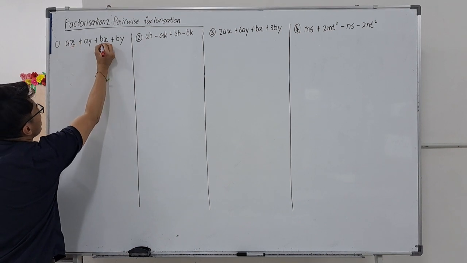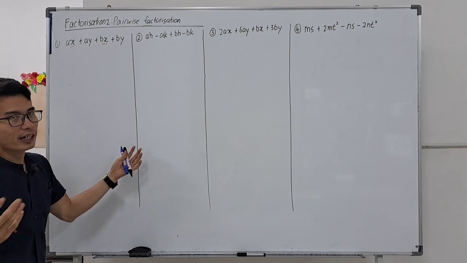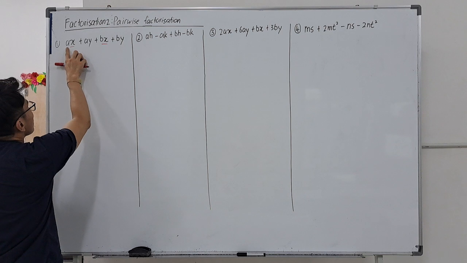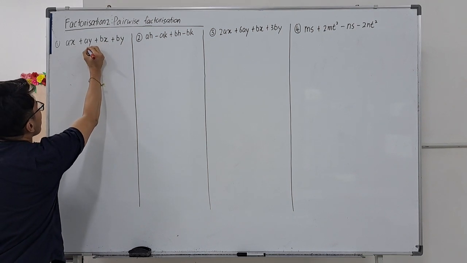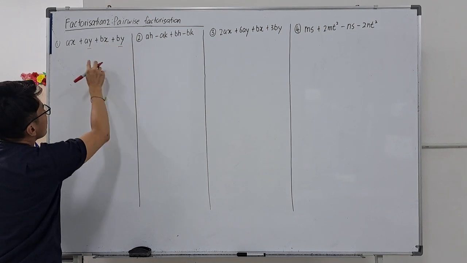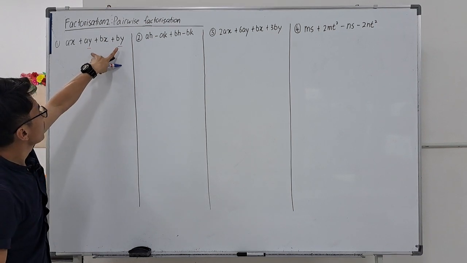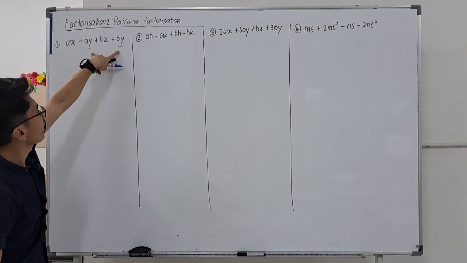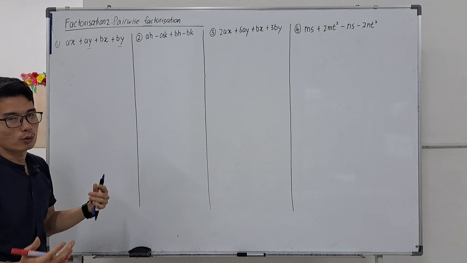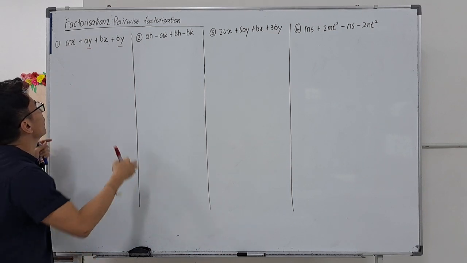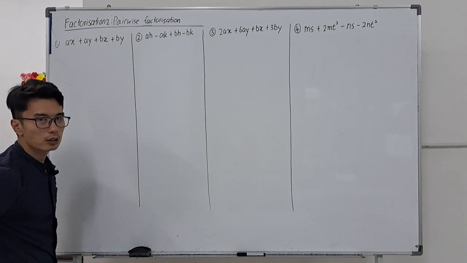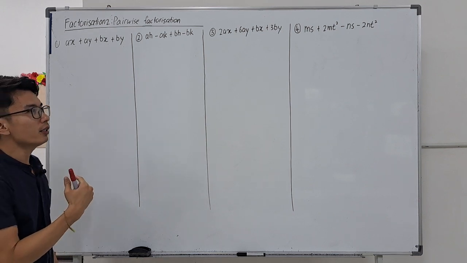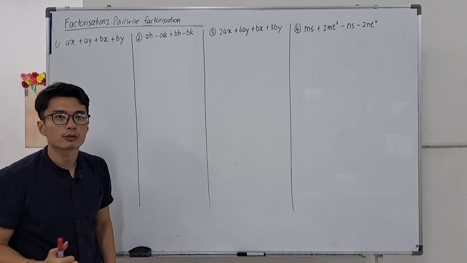I have X and X here, so that's it. I can't factorize X as well. What about Y? Okay, same thing. Only these two have Y. These two have no Y, so I can't factorize that as well. And same goes for B. So it seems we can't extract out a common term over here, right?